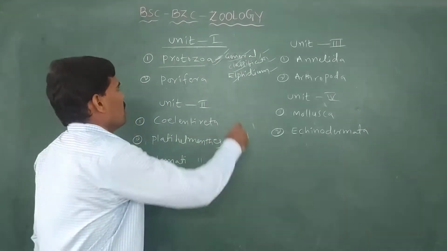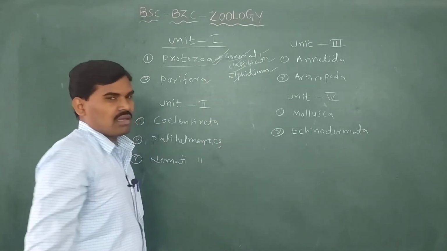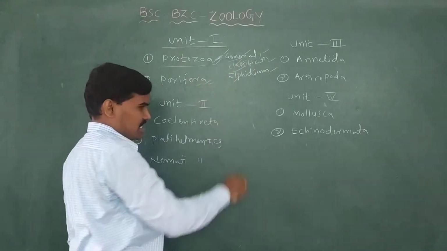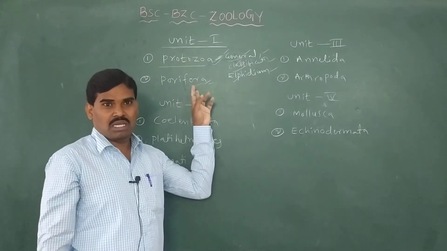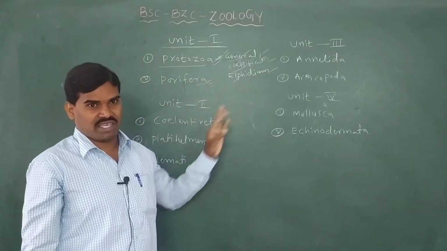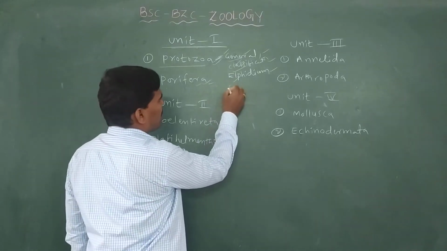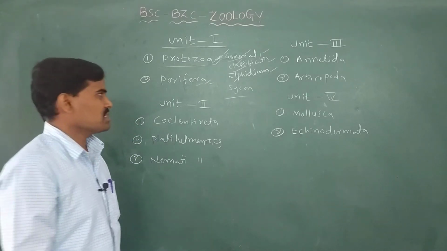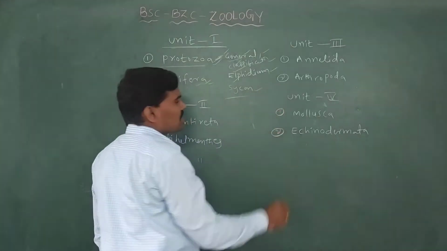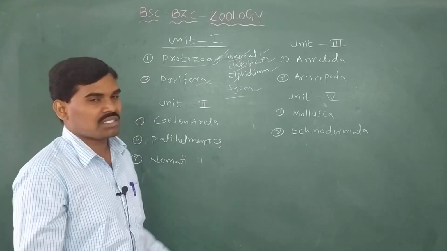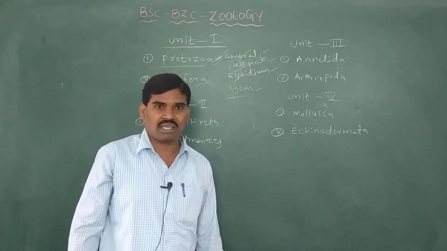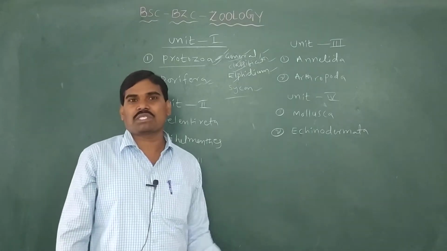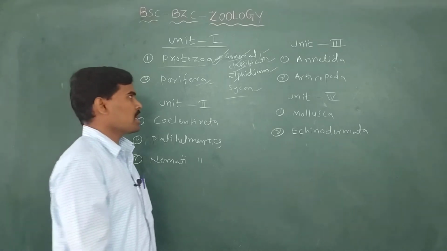Is this clear? Okay, next chapter is Porifera. Porifera also has the same general characters: Porifera phylum, general characters, classification. Next type study, Sycon. The Sycon type study covers the structure of Sycon, the canal system of Sycon, the reproduction of Sycon, the canal system types, and the spicules, the types of spicules and the development of the spicules.